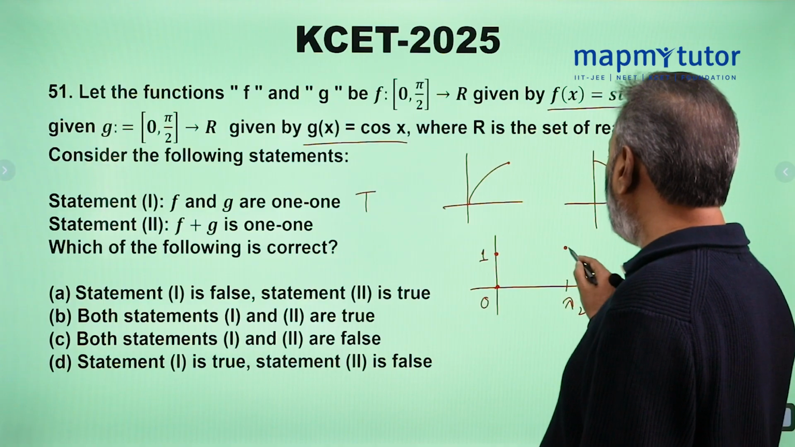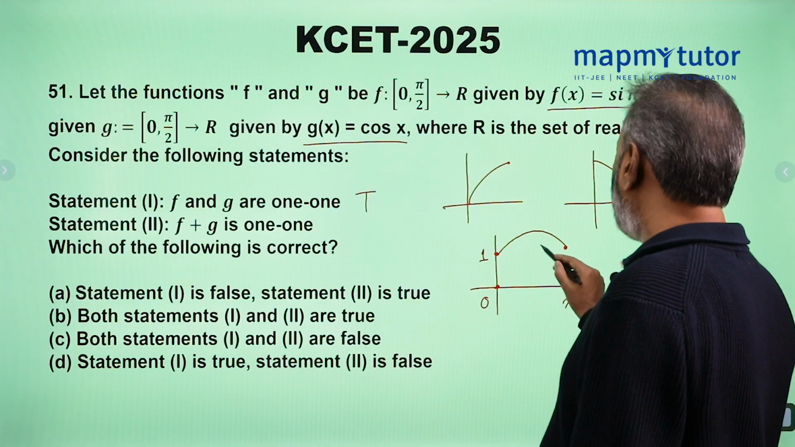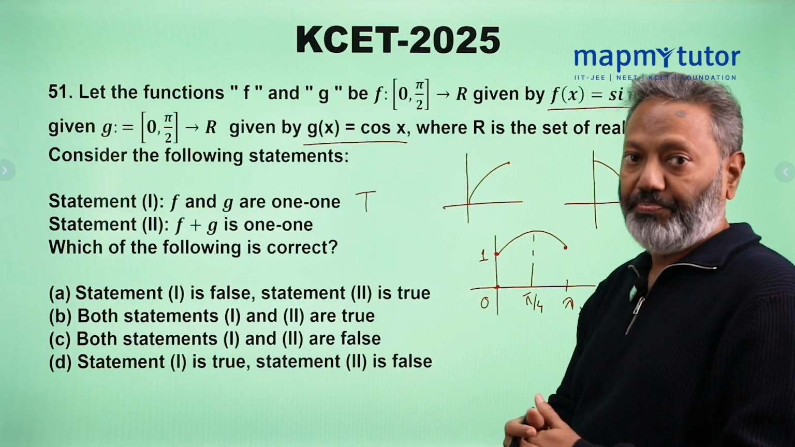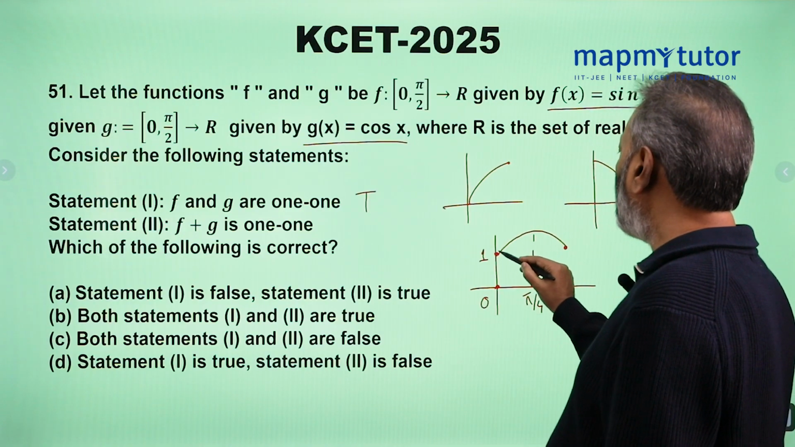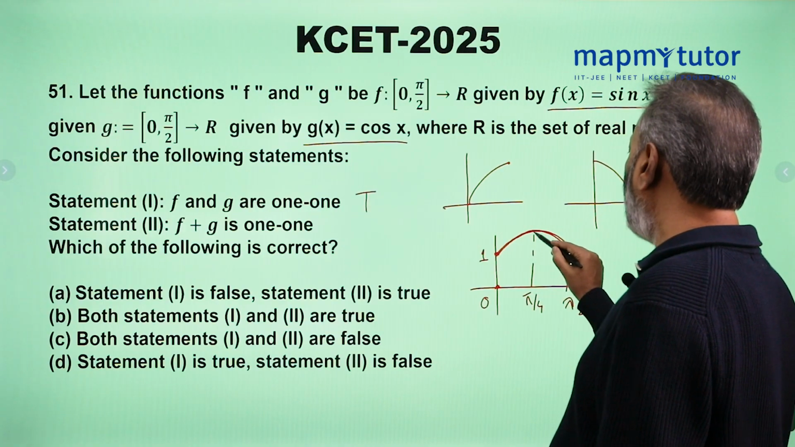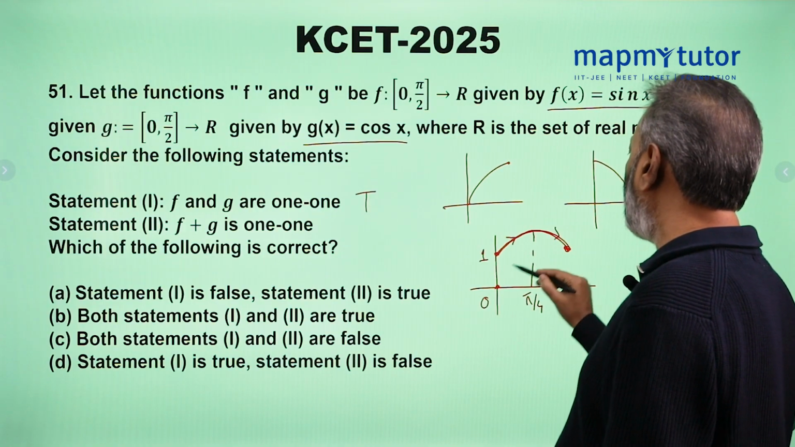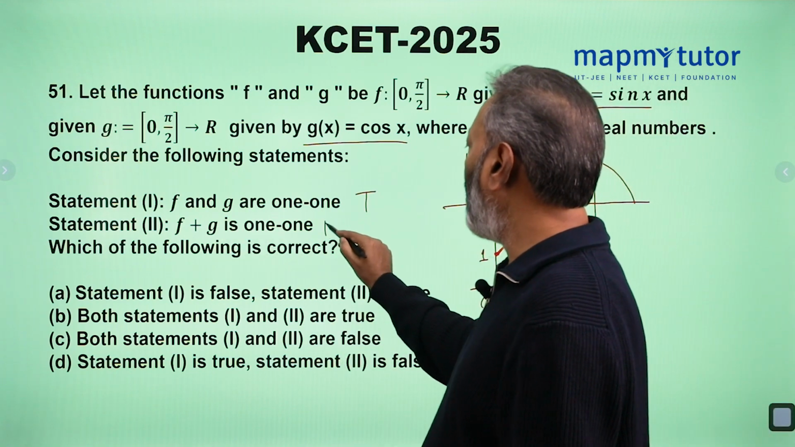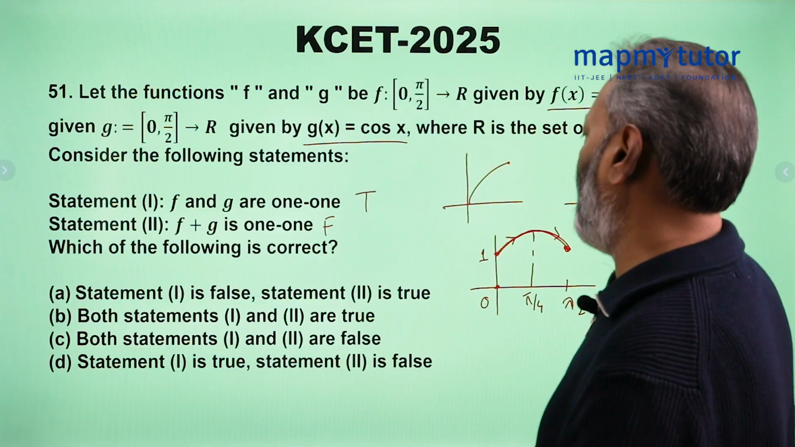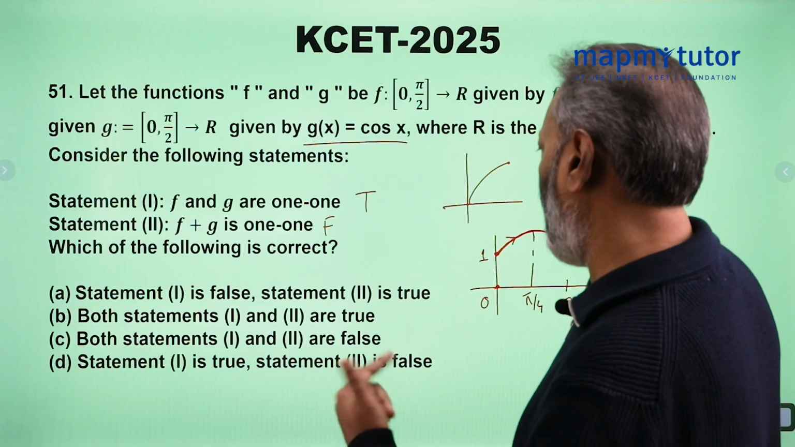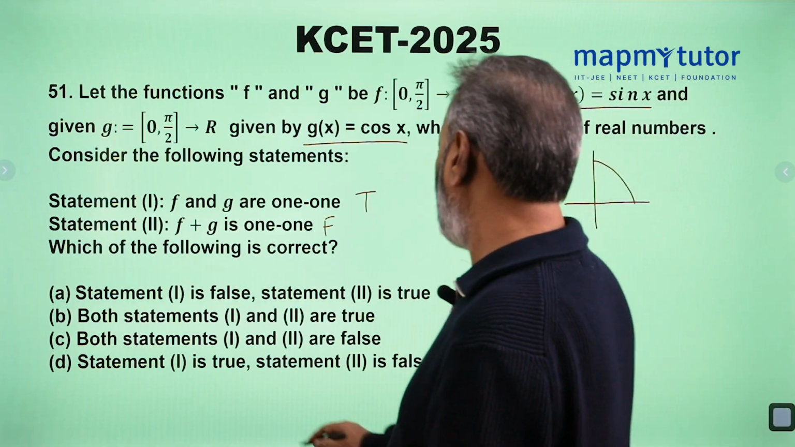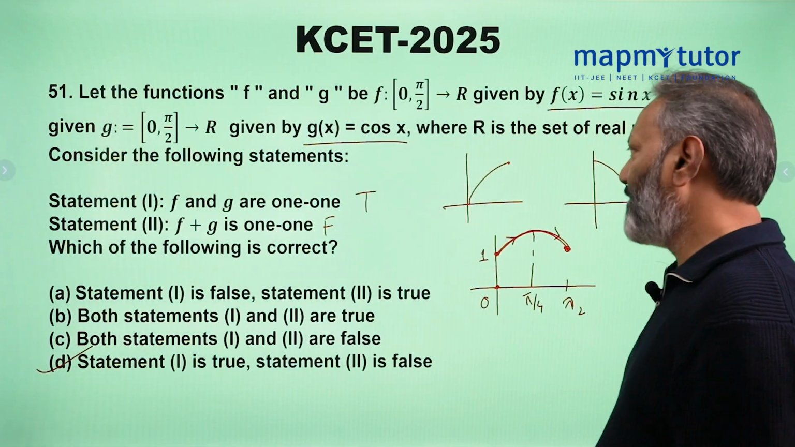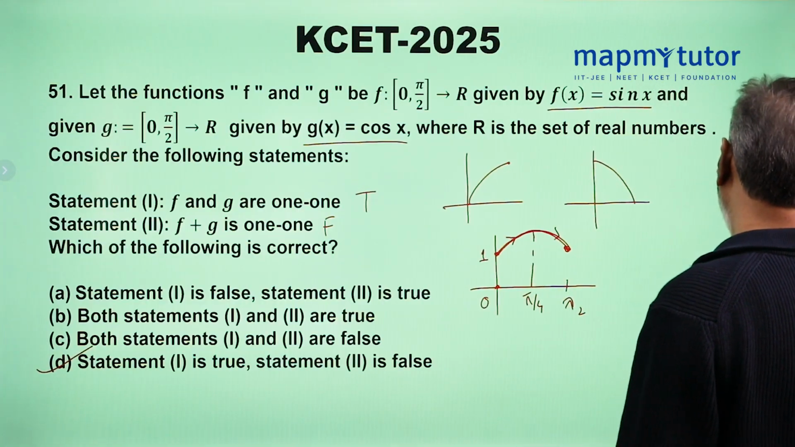And in between these two, the graph will be like this, because at pi by 4, it reaches the maximum point, which is root 2. That's why this graph is not strictly increasing or strictly decreasing. It increases first and then decreases, and therefore it is not 1-1. So f plus g is 1-1 is false. Statement 1 is true. Statement 2 is false. Option D. Okay, just by the graph, you can easily locate the answer.